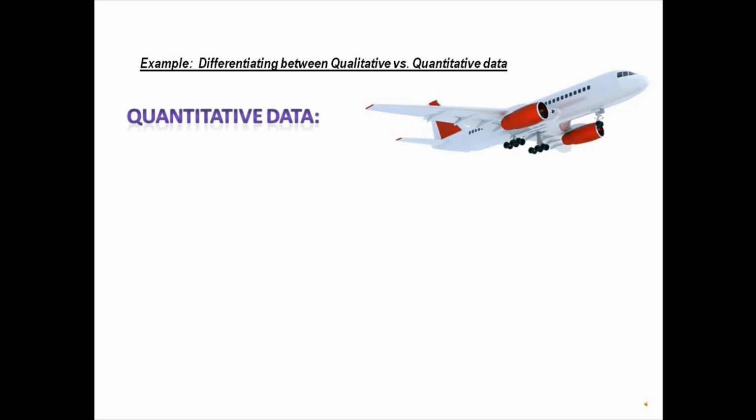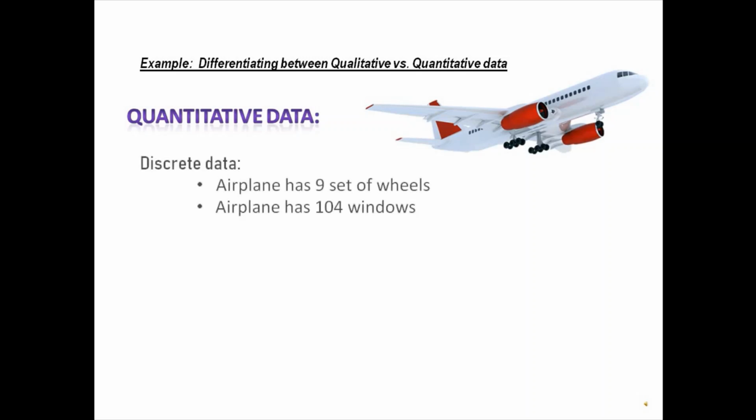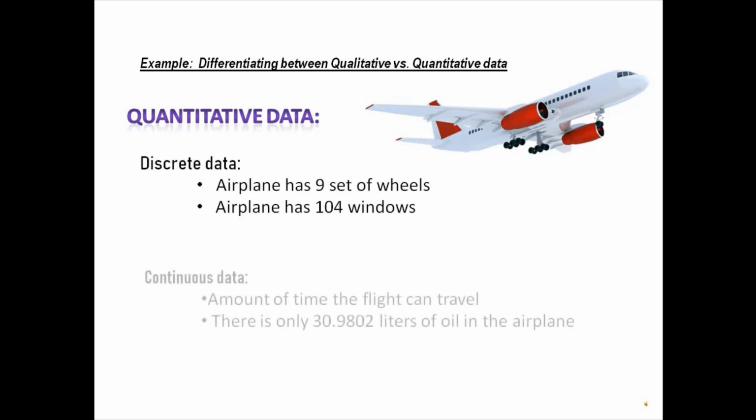Quantitative information of the object can be divided into two categories. One is discrete, and the other is continuous. Discrete information is something that takes only certain values, like the number of wheels in an airplane, or the number of windows in an airplane, and this number will not change. Continuous data is something that can take any value, like the amount of time the flight can travel, or the quantity of petrol the fuel tank can hold.